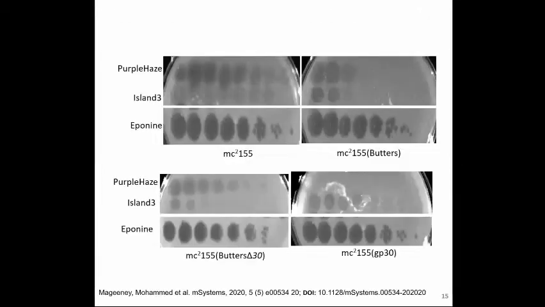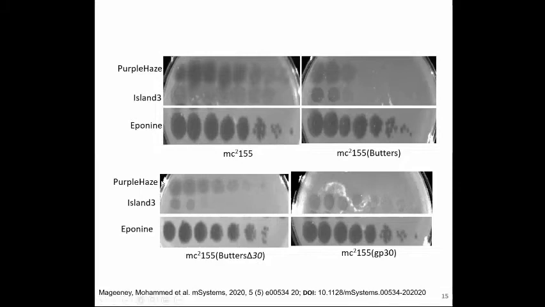So we've already seen the top panel, which essentially makes the point that Bares, when it is present, defends the host bacteria against infection by Island 3 and Purple Haze. We've seen that already. So here on the lower left panel, I have MSMEG with Bares inside, but this time with gene 30 deleted. So I have gene 30 deleted, and I'm asking the question, what happens?